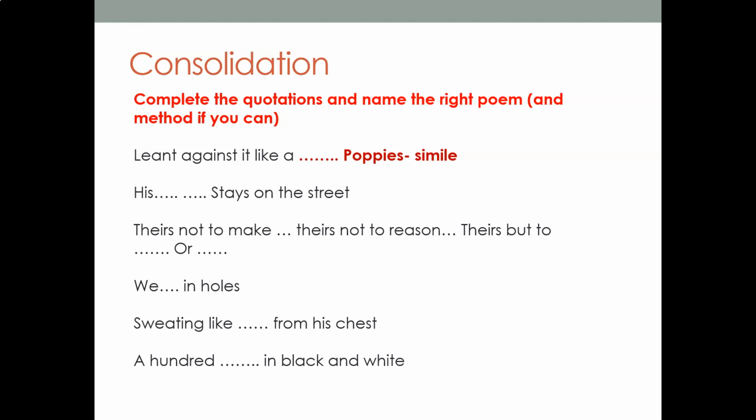Now, I absolutely want you to write these lines down into your books. The more you practice writing lines out, it aids memory. And we know that there's an expectation that you have to learn lines from the poems. So we've got leant against it like a blank, blank, blank. His blank, blank stays on the street. Theirs is not to make blank. Theirs is not to reason blank. There's but to blank or blank. We blank in holes, sweating like blank from his chest, 100 blank in black and white.